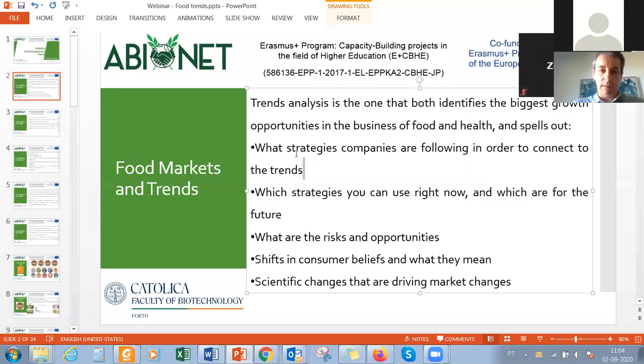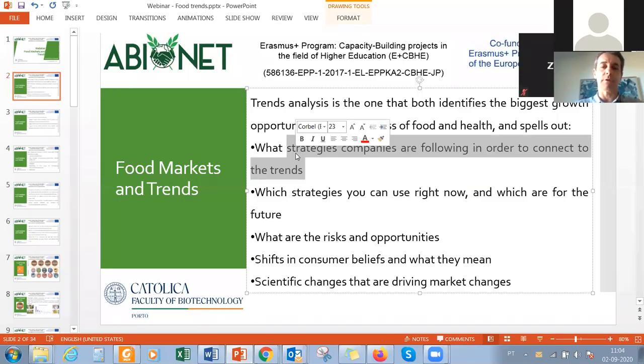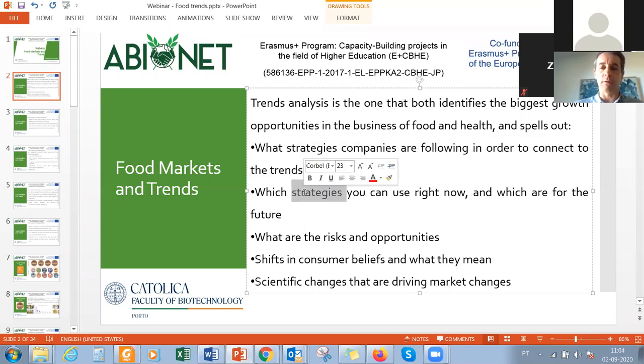to define strategies in terms of new food products, or adaptation of products, or adaptation of the communication with the consumers, with the customers. Also strategies that can be used right now, and that will have impact in the near future.